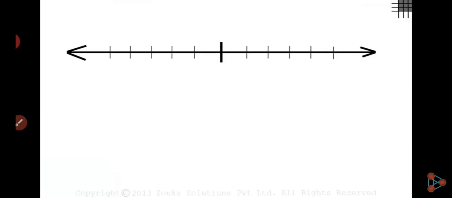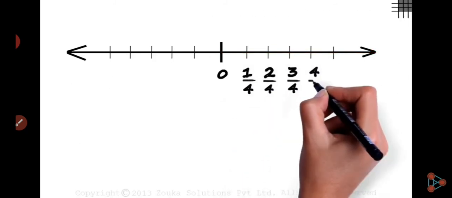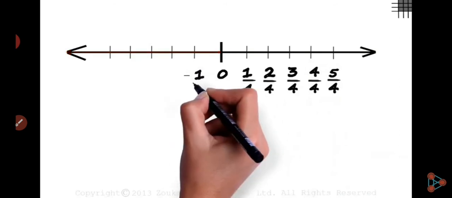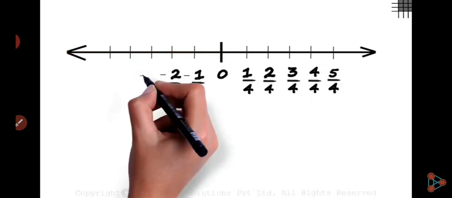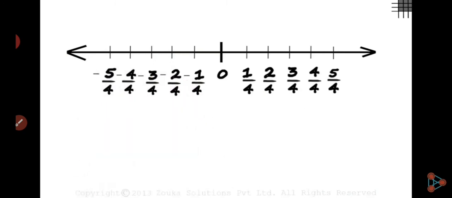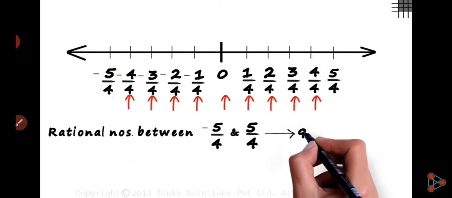Now let me draw a number line with rational numbers on it. In the center we have a 0. On the right hand side we have numbers 1 by 4, 2 by 4 and so on up to 5 by 4. On the left hand side we have numbers minus 1 by 4, minus 2 by 4 and so on up to minus 5 by 4. Now let me ask you a similar question. How many rational numbers exist between minus 5 by 4 and 5 by 4? If you count the numbers on the board, you will see 9 rational numbers.